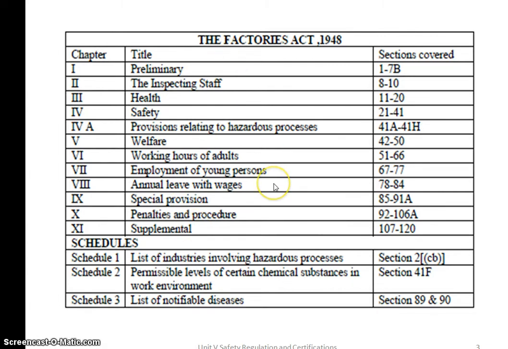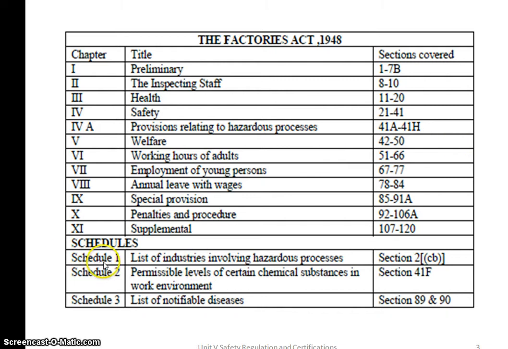Under these chapters, 4 chapters are considered very important for those glancing through the Factories Act. Chapter 3 health, chapter 4 safety, chapter 4A provisions relating to hazardous processes and chapter 5 welfare. All these 4 chapters are considered very important chapters in the Factories Act 1948.